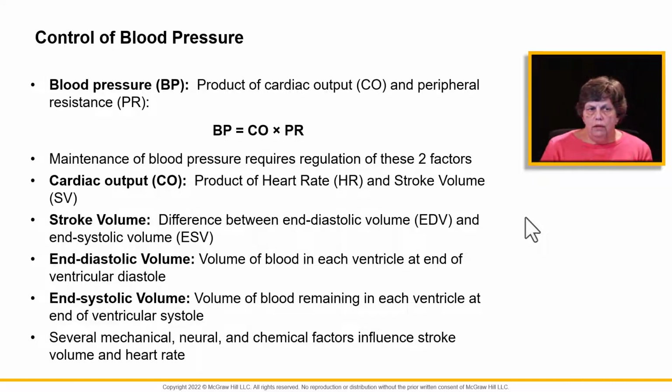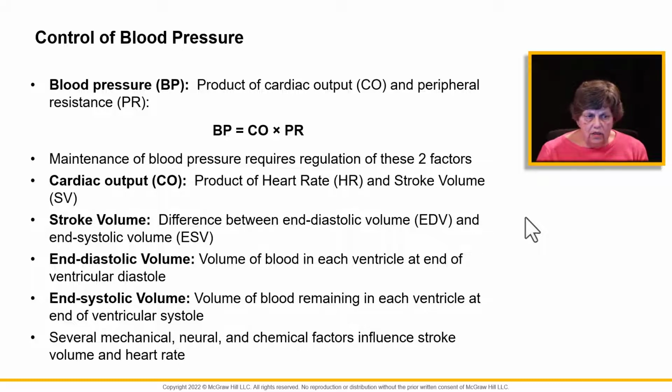So when we're talking about blood pressure control, blood pressure is a product of the cardiac output and the peripheral resistance. All right, we've already talked about cardiac output, we've already talked about stroke volume, but stroke volume now is going to be the difference between what we call the end-diastolic volume and the end-systolic volume, okay? Now, what's the volume at the end of diastole versus the volume at the end of systole?